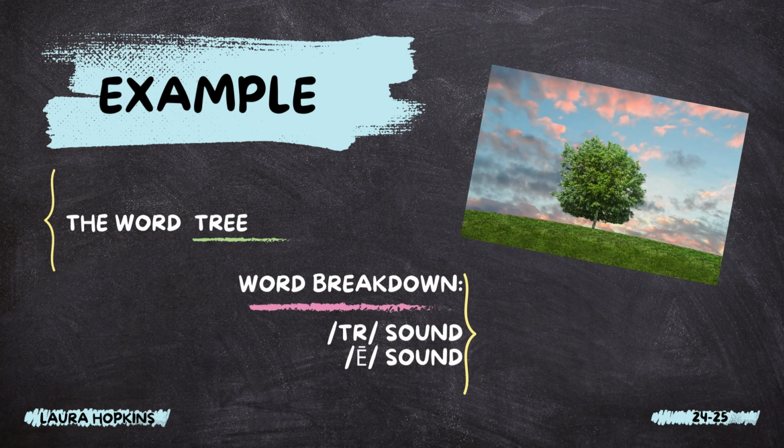The last example is when a student sees the word tree. He or she should be able to hear and identify that the first sound of the word is the ch sound. As the student continues to break down the word, he or she should hear the long E sound that makes up the rest of the word. When the student is finished, he or she should be able to pronounce the word tree.